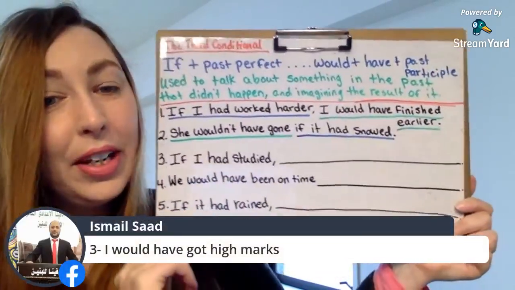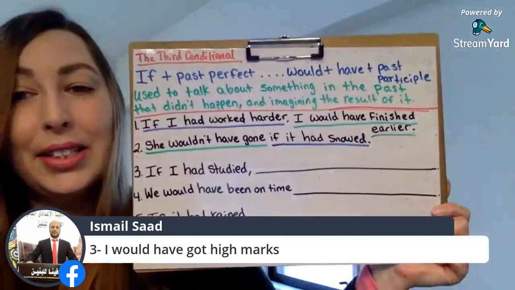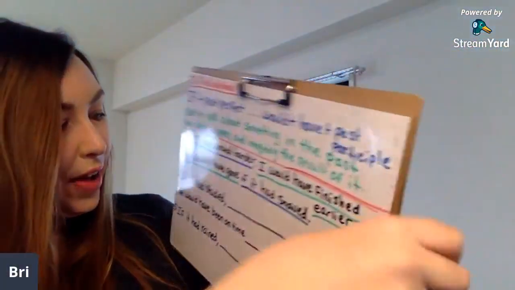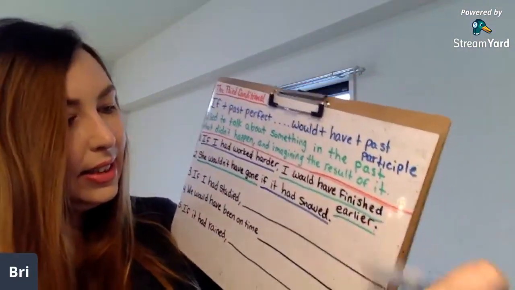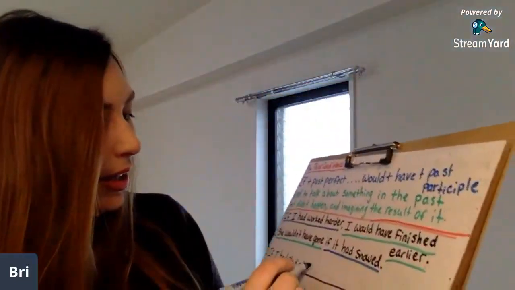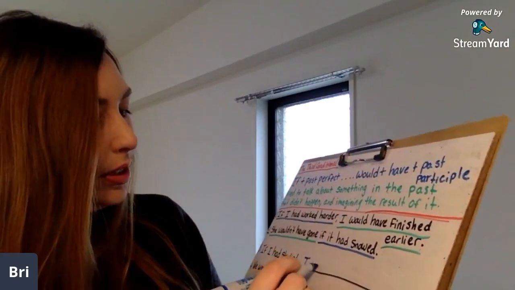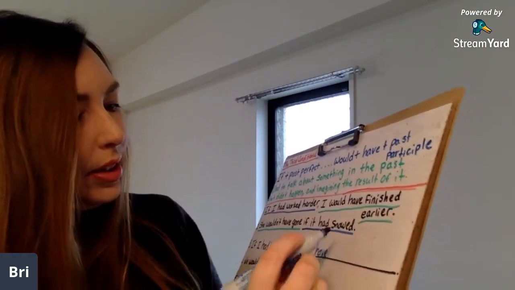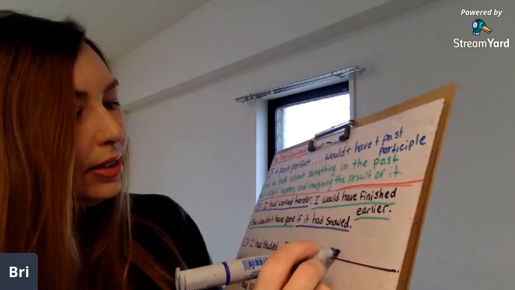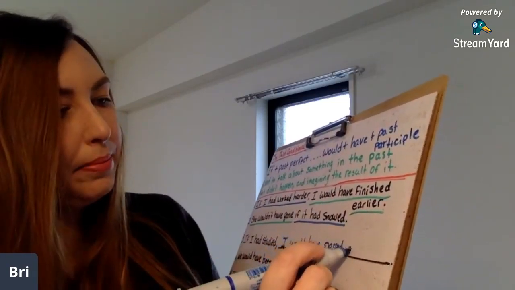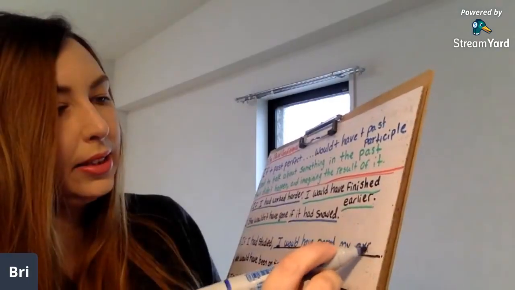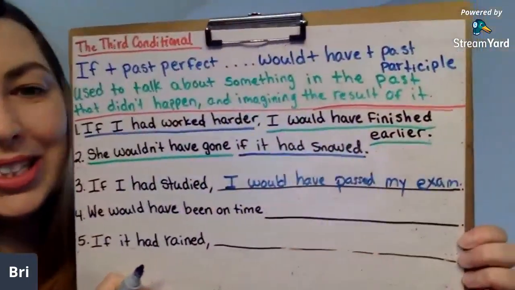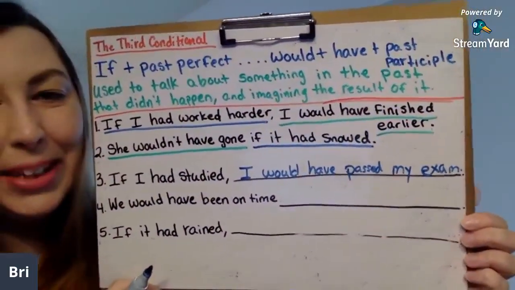I would have gotten high marks. Very good. I would have gotten high marks. Okay, so let's say if I had studied, I would have passed my exam or my test, or I would have gotten a better job with a decent salary. Very, very good, everybody. Awesome.